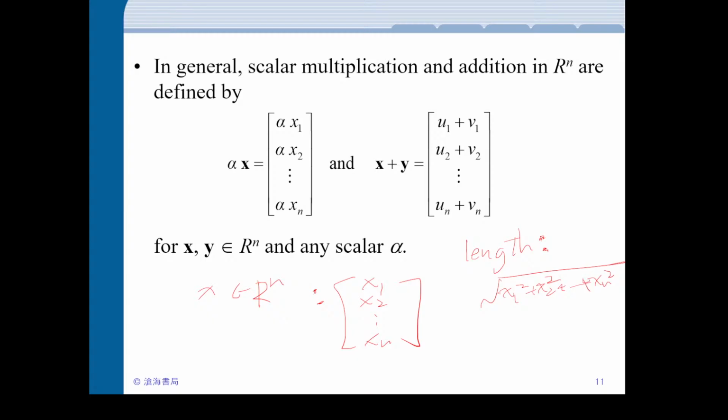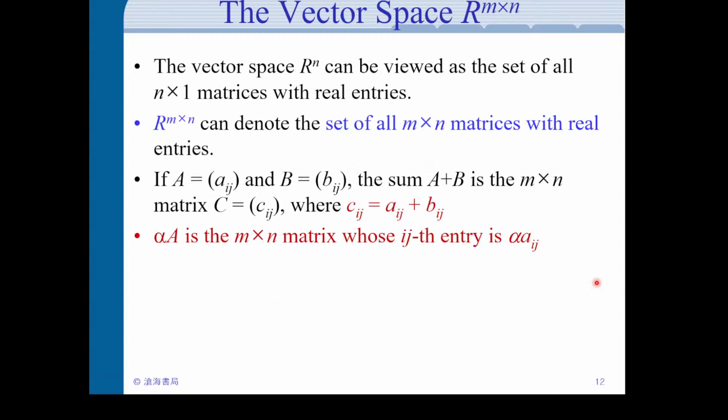Okay, so that's Rn. And then there is another vector space that's not quite as important as Rn, but we'll use a little bit. So let's talk about it. That's I guess a more general version of Rn. So that's the vector space of m times n, so it's a vector space related to m times n dimensional matrices.